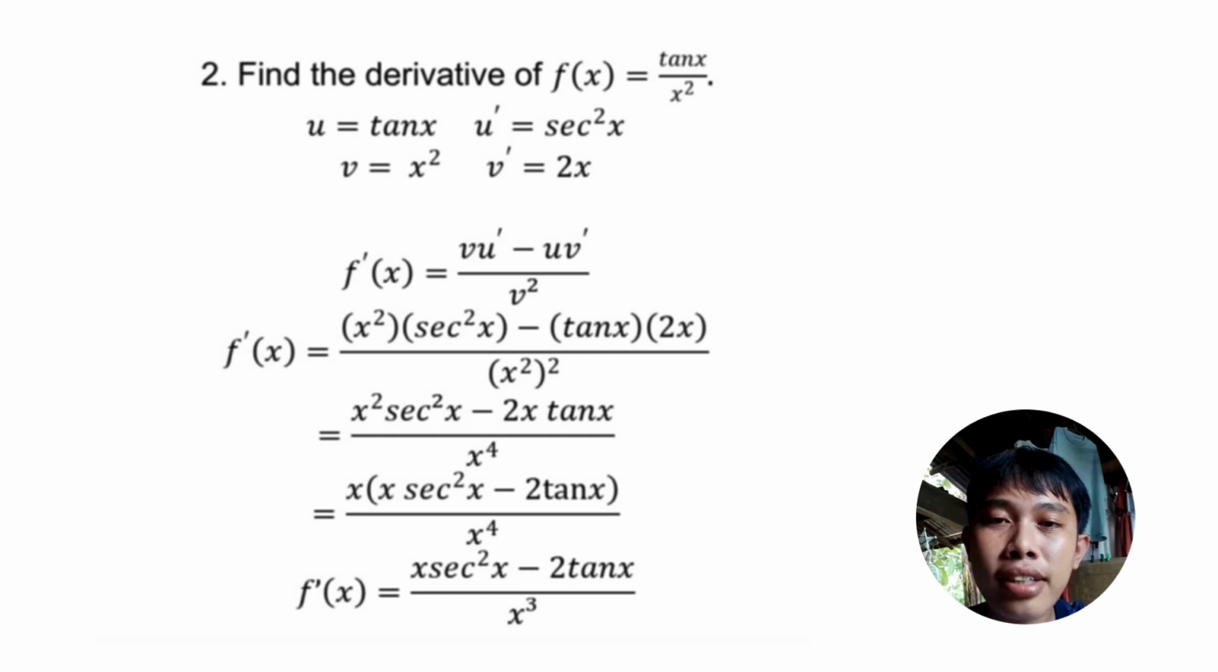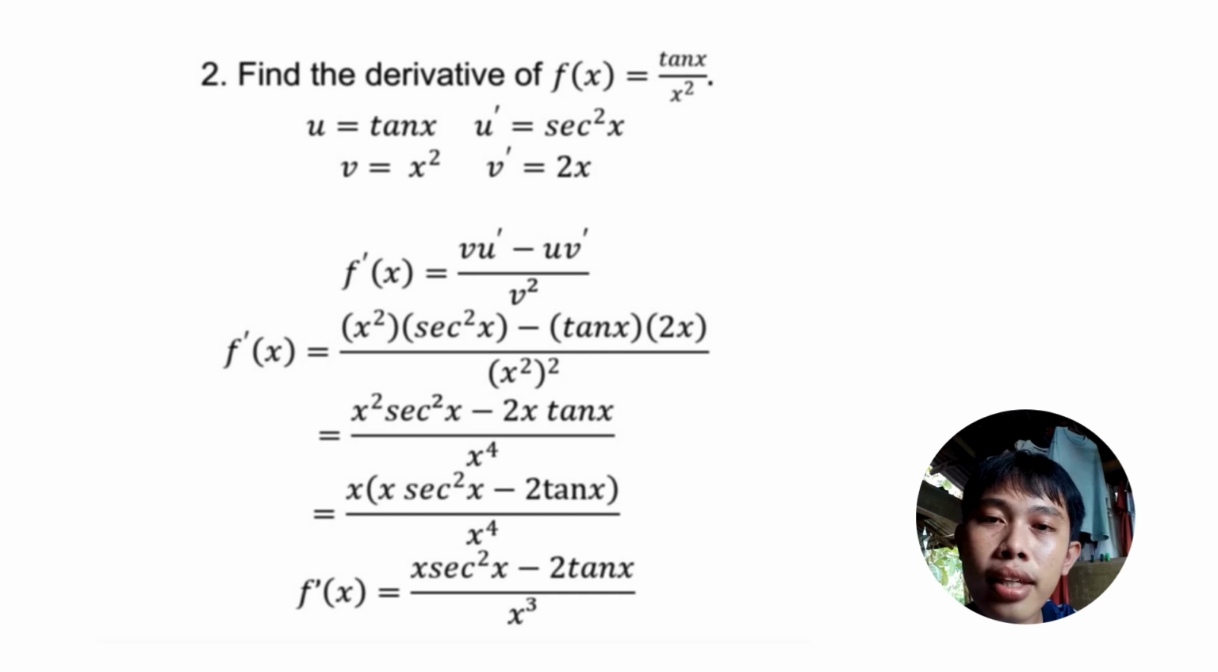So f prime of x is equal to v of x times u prime of x minus u of x times v prime of x over v of x squared. So let's now substitute everything to the quotient rule. So f prime of x is equal to x squared times secant squared x minus tangent x times 2x over x squared squared. So x squared times secant squared x is equal to x squared secant squared x.